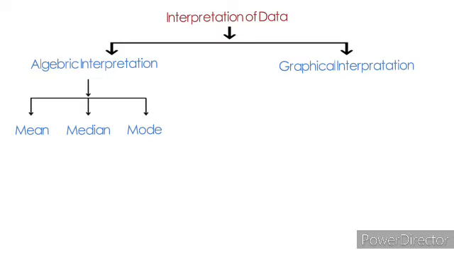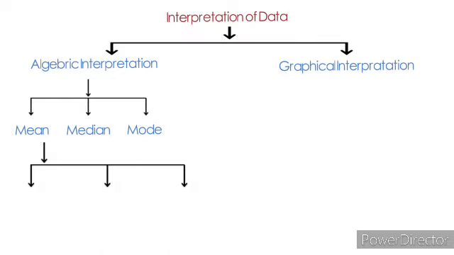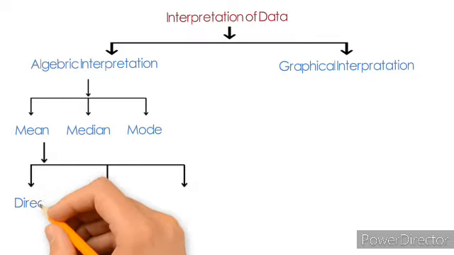In our previous standards, we have studied the measures of central tendency, namely mean, median and mode for ungrouped data. You all know that mean is an average of any data, median is the middle value of any data, and mode is the most frequently occurring value of any data. Here first we will be learning the mean.